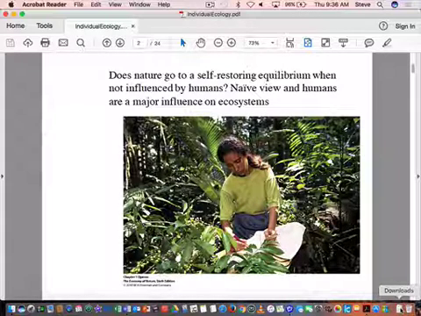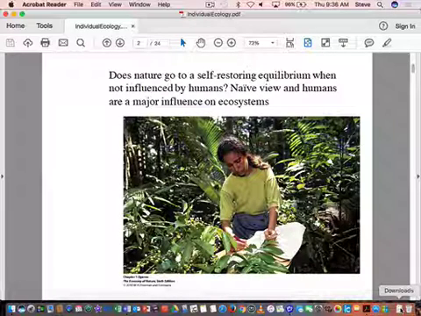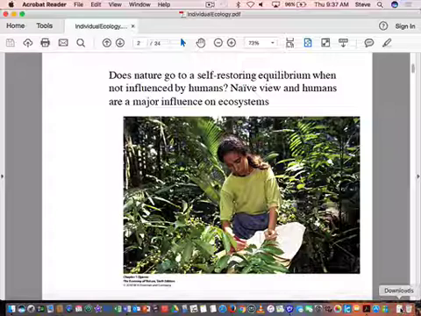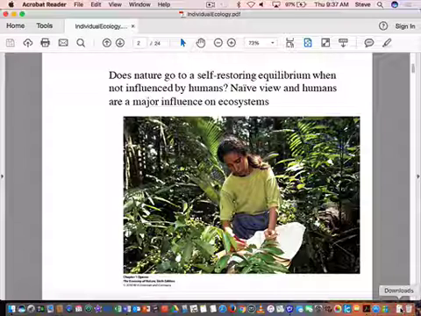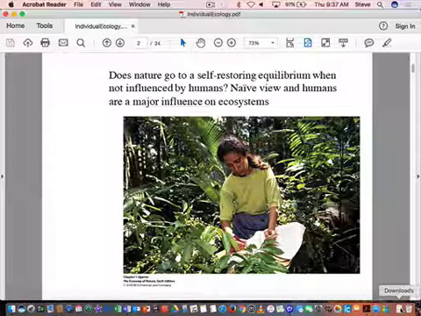My view is pretty simple. This view that nature goes to what is called a self-restoring equilibrium when not influenced by humans, I consider this kind of a naive view. Humans do have a major influence on ecosystems. I care about animals, I care about plants, I care about natural communities, but we have to recognize that we live in a place where we're going to influence those, and my view is we try to minimize our influence as much as possible. Even before the Industrial Revolution, humans have had a huge influence on natural ecosystems.